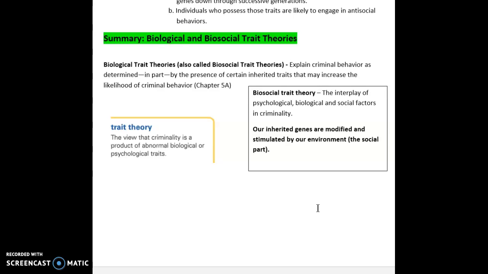Biological refers to certain biological, physical, it's something inside the individual. And we will see that there are several groups or branches of biological trait theories. Biosocial trait theory looks at psychological, biological, and social factors coming into play and impacting on the criminality that a person may engage with.